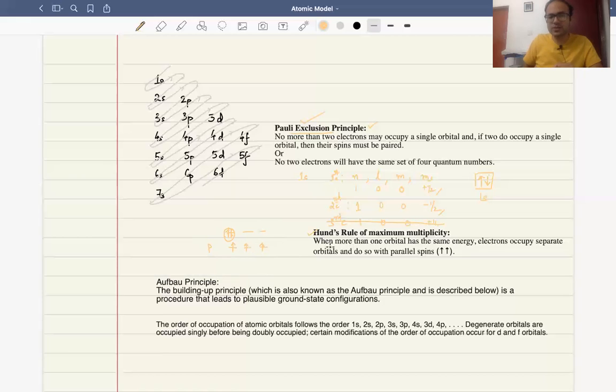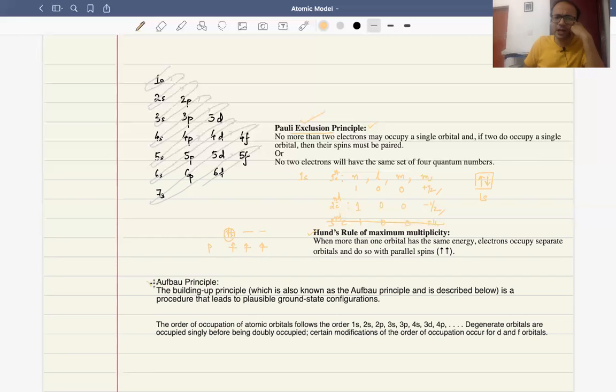So that is what is written here. When more than one orbital has the same energy, electrons occupy separate orbitals and do so with parallel spin. So each of the orbitals is occupied by an electron with parallel spin. Once all the degenerate orbitals have been occupied singly with parallel spin, then from the next electron onwards you will pair them up with the previously filled electrons. So that is about Hund's rule of multiplicity.